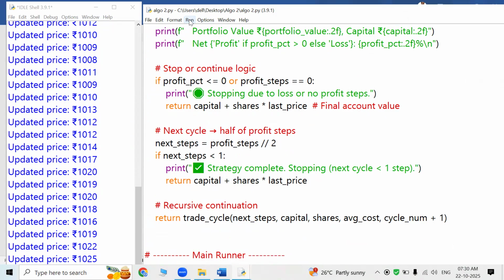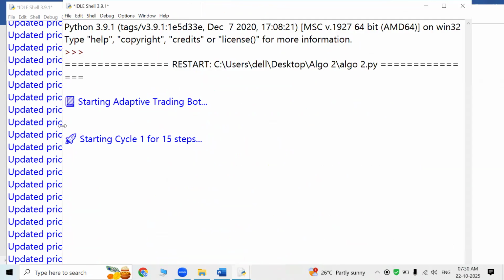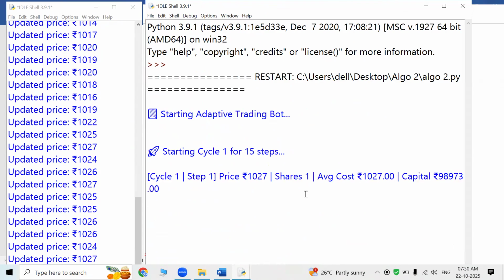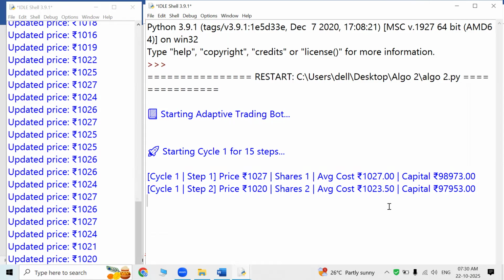Okay, now let me run this. Now it has already become bullish. You can see, check this out, the price is continuously going up. Okay, let me run this. Now it's starting with the first cycle. So we are going to take the first step. Okay, we have taken one share. Every 10 seconds, we are going to buy one share for sure. Okay, second share has been bought.